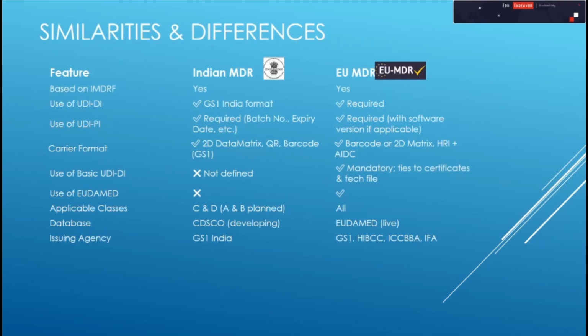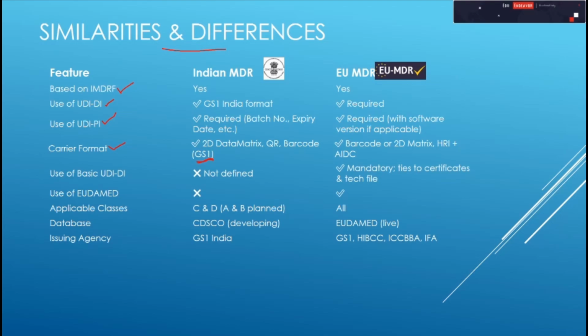Similarities and differences. Now let's compare both the systems. What are the similarities? Both follow IMDRF principles. Both require UDI-DI and UDI-PI components. Carrier on product labels and packaging is required by both. Use of GS1 for global compatibility. So both aim for traceability and safety.